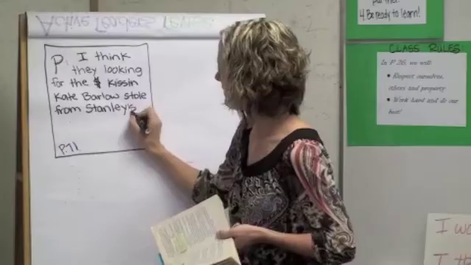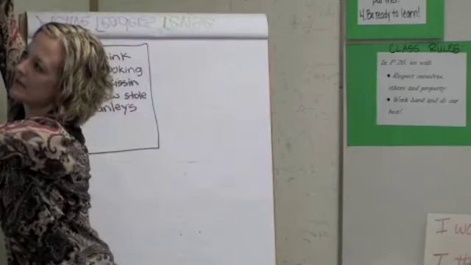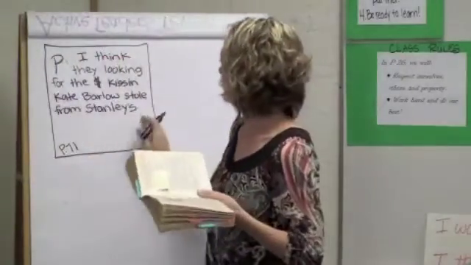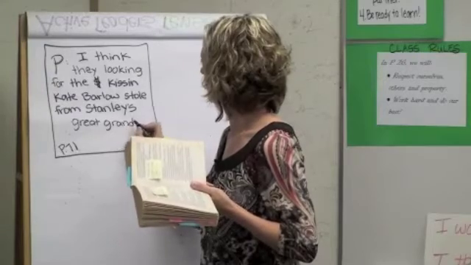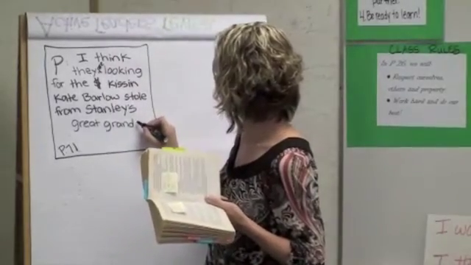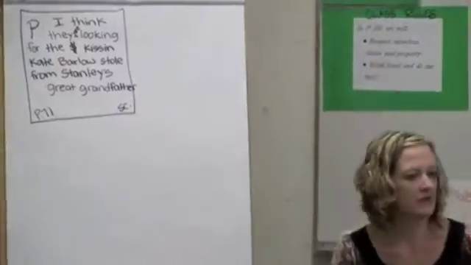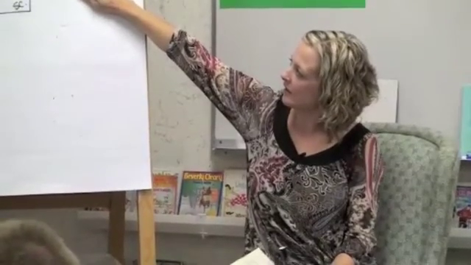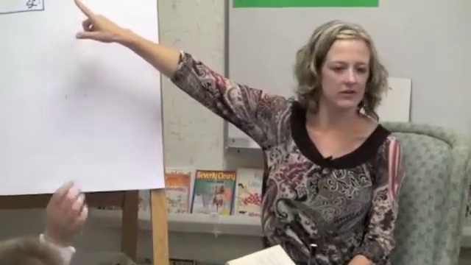Let's make sure that we've got this right. This is Stanley's great grandfather, not great great grandfather, great grandfather. Because you've got the R and the E. I think they are. Thank you. And then put your initials in the corner. All right. So let me read it out loud to you. My prediction is, I think they are looking for the money Kissing Kate Barlow stole from Stanley's great grandfather.